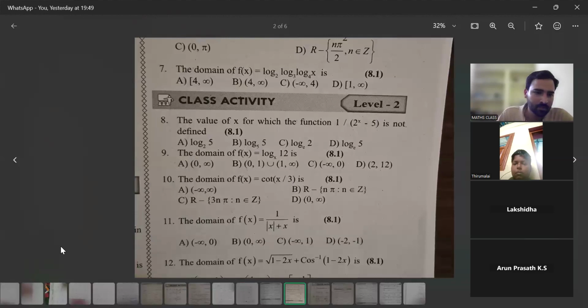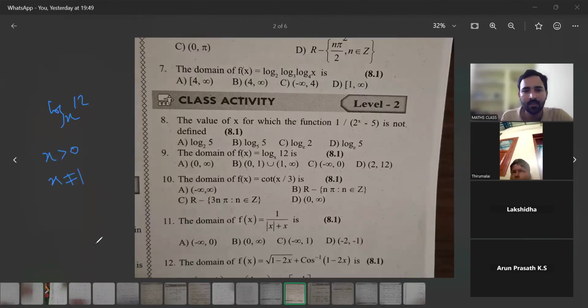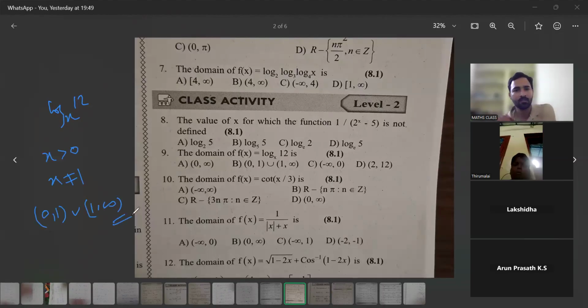So here this is log 12 with base x. So the base should be greater than 0 and the base should not be equal to 1. So x should be between 0 to 1, union 1 to infinity. So this is the domain. For this value of x, this log will be defined. So option B.